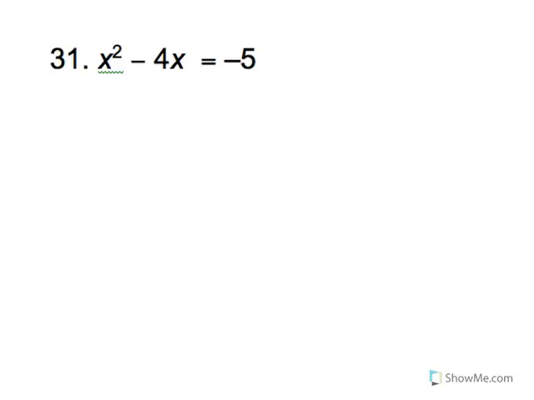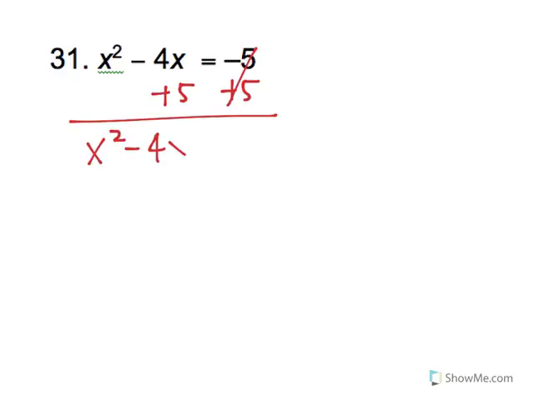Number 31, the directions are the same as the previous 4 problems, which is to solve and determine which method is the best to solve. So the first thing we need to do is to move the negative 5 to the other side of the equation, so we can have the equation equal to 0, because we are solving for the 0, so it needs to equal 0.